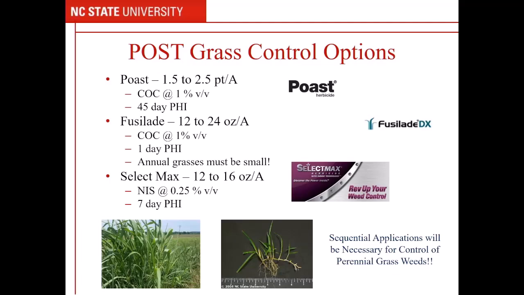Select Max has a 7-day PHI. Post has a 45-day PHI. And we know that in order to do a good job of controlling Bermuda grass or Johnson grass for that matter, we have to make an initial application when Bermuda grass, for example, has 4 to 8 inches of new growth in the spring. Well, that's going to be somewhere in late April, say, maybe early May. And then we're going to need to follow up with a second application when we get regrowth from that initial application. Well, that could be 4 weeks or so after that.